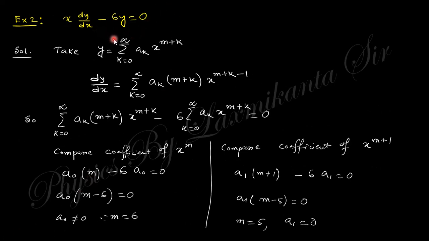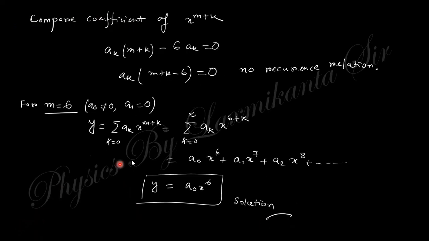Go to the next example we actually gave in the last class as a homework. You can see the same things like that. You will take the first derivative and put this example. You can get the same power. If you take the coefficient of x to the power m, you will get m equals to 6, and if you compare the x to the power m plus 1, you will get m equals to 5 or a1 equals to 0. When we take m equals to 6, you can easily take a1 equals to 0.